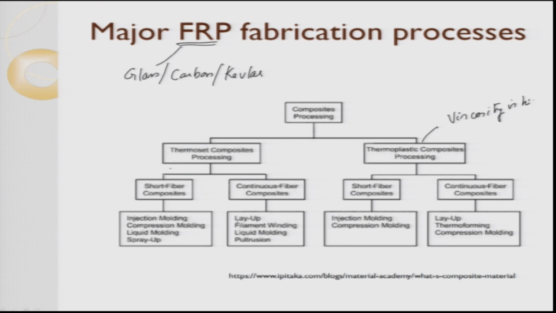Viscosity is high. So, when the viscosity is high, it has to be injection molded. So, you see predominantly it will be injection molded or compression molding, where we use pressure to give a shape to it. You can also have layup, thermoforming process and compression molding process. These are some of the processes under the thermoplastic composite fabrication.